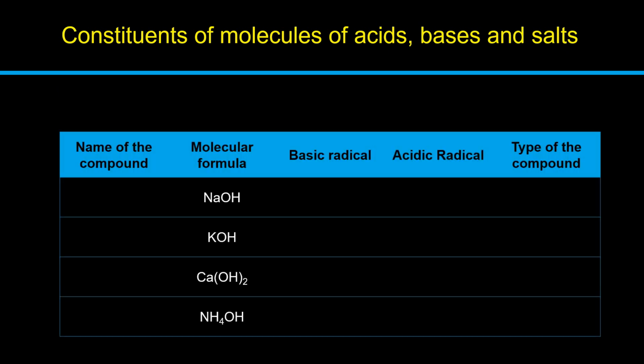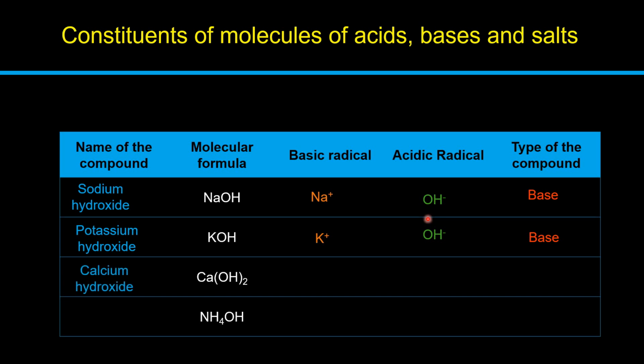Let us discuss the next set of compounds. The first one is NaOH, which is sodium hydroxide. The basic radical is Na plus and the acidic radical is OH minus. So what could it be? Yes, being OH minus present, it is a base. The second one is KOH, which is potassium hydroxide, having basic radical K plus and acidic radical, here again, OH minus, so it is a base.